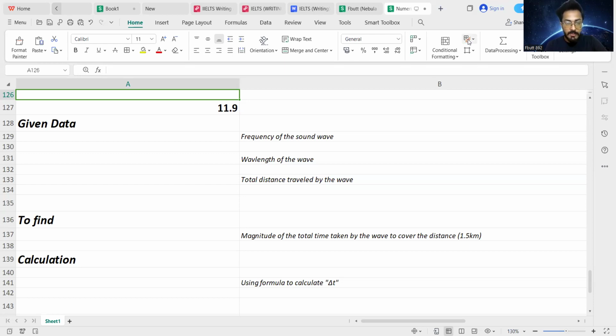So in this record, I'm going to read the statement of the numerical of chapter 11, and the statement is: a sound wave has a frequency of 2 kilohertz and a wavelength of 35 centimeters. How long will it take to travel 1.5 kilometers? So what physical quantities have been given by the examiner?